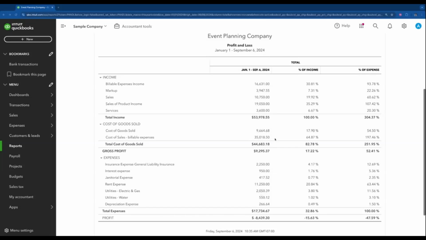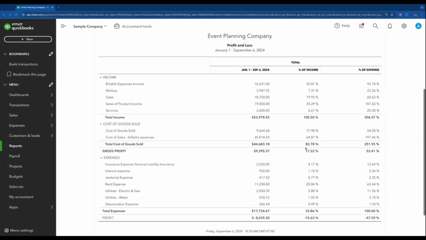Let's have a quick look at the cost of goods sold. I'm just going down each section here. So the business spent $44,683.18. That's a pretty big chunk of the total income, 82.78%. These costs are really high. The company only made a gross profit of $9,295.37. That's 17.22% of the income. This tells me that the business is spending quite a lot to produce these services. This is why it's hurting their profits.